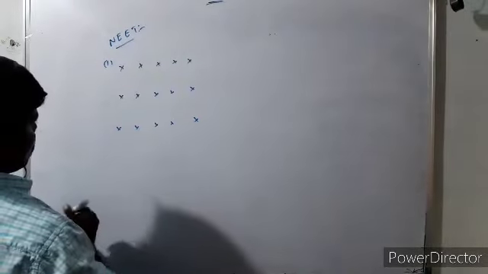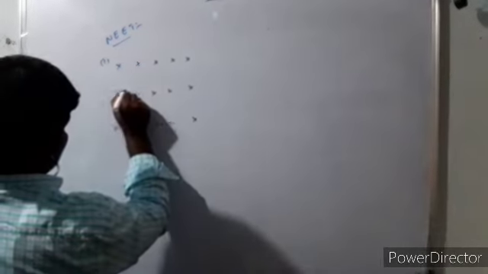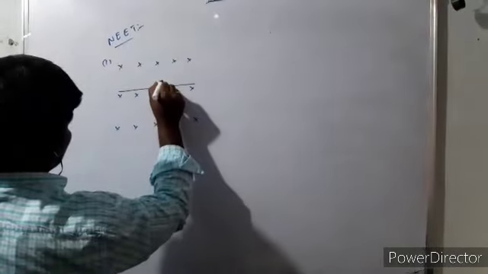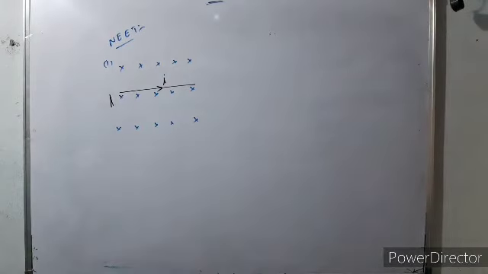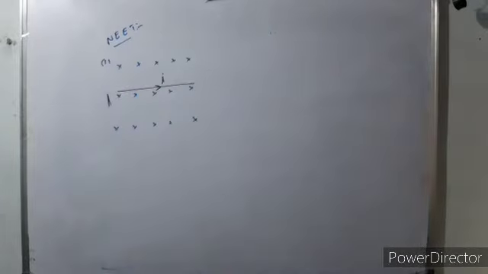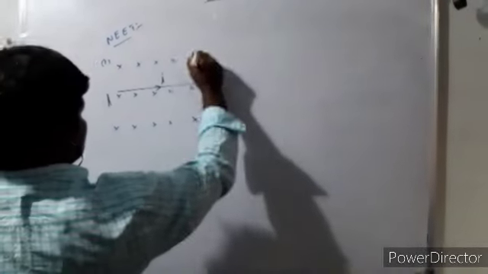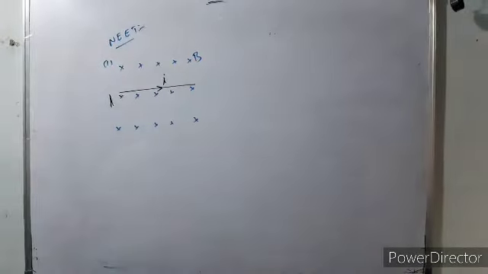Now, I consider a conductor carrying current I amperes. Length of the conductor let it be L. B is the strength of the magnetic field in that region.